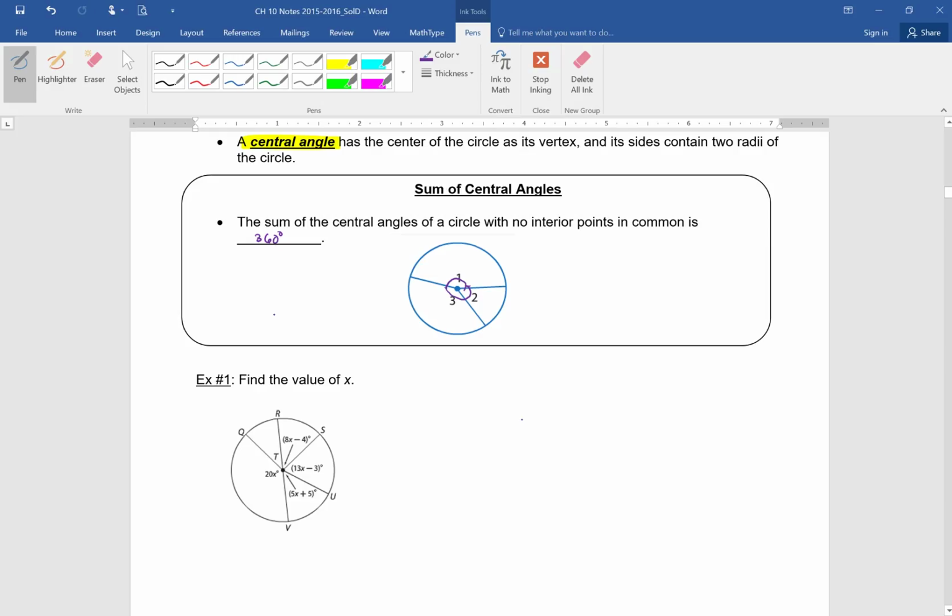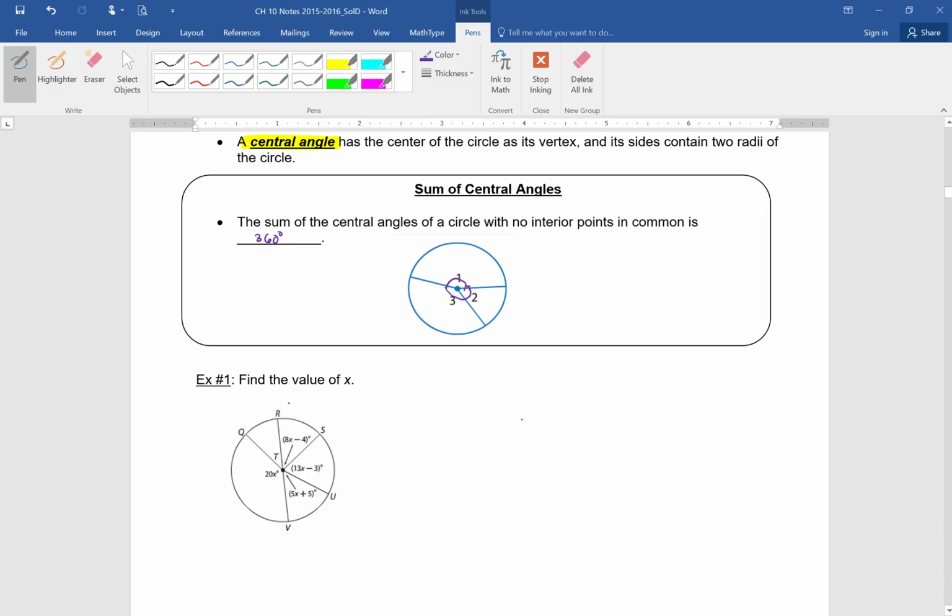Well, look at this one now. We want to find the value of x, okay? You've got several central angles here. In fact, there are 1, 2, 3, 4, 5 central angles. So you say, all right, I'll just add them all up and set it equal to 360. But when you do that, notice there is one angle missing.